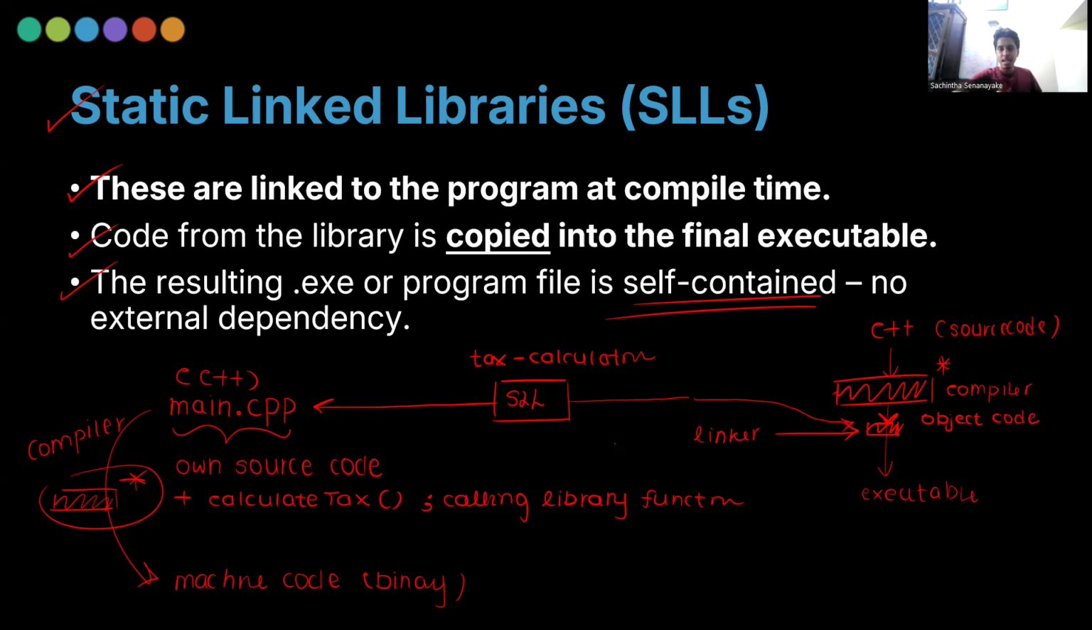So keep in mind, there's actually two steps here. The compiler compiles your source code into object code, and then the object code is combined with the calculate tax function from your static link library by the linker to produce the final executable, which can then run standalone in your computer. So hopefully that makes sense to you guys. In essence, a program is linked to a static link library function or procedure at compile time, where the code is copied from the library literally into the final executable, resulting in a single self-contained executable with no external dependency. All right, the process of this you need to understand. So if you have any questions, do let me know.